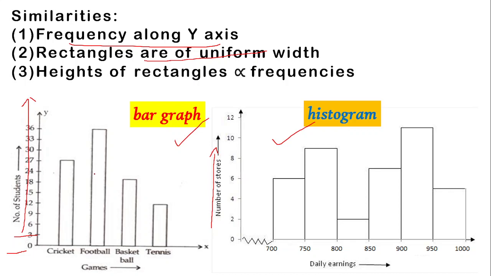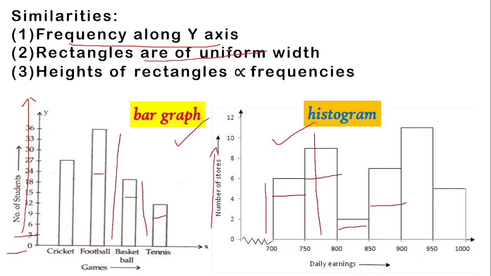See this width. Width of this rectangle, width of this rectangle, same. The heights are different. This is taller, this is shorter depending on the frequency, but the width is the same. Here also see the width of the rectangles, this width, this width, this width. The widths are uniform. The heights may be different, some shorter, some taller depending on the frequency, but the widths are uniform in both the cases.